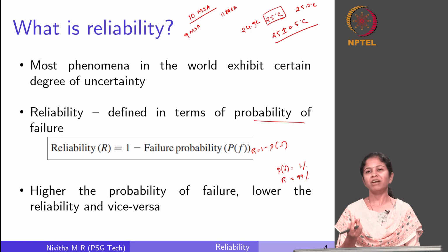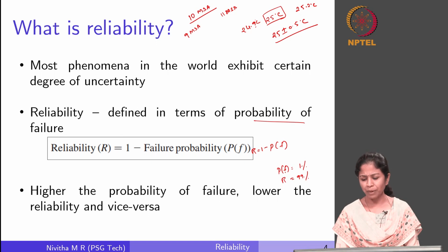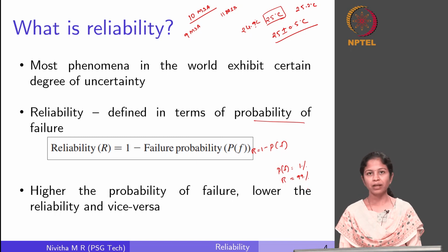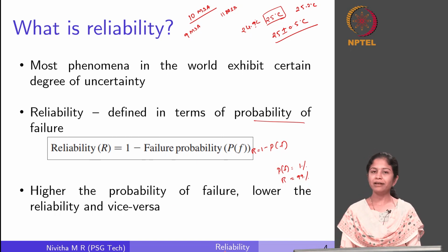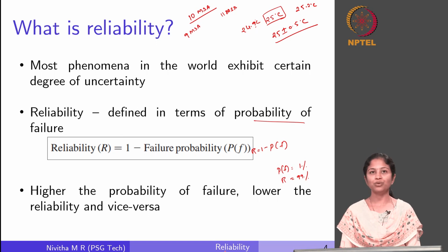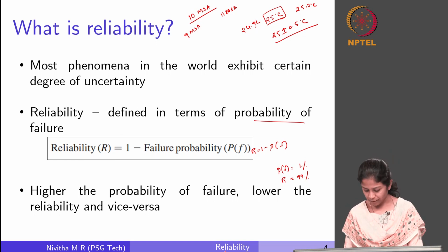So when I am very sure that the probability of failure is low, that is what I call reliability. When my probability of failure is less, my reliability level is high, okay, and vice versa, right. So that is why we say the higher the probability of failure, the lower the reliability, and vice versa. Now let's look at some standard definitions as to how this reliability is defined.